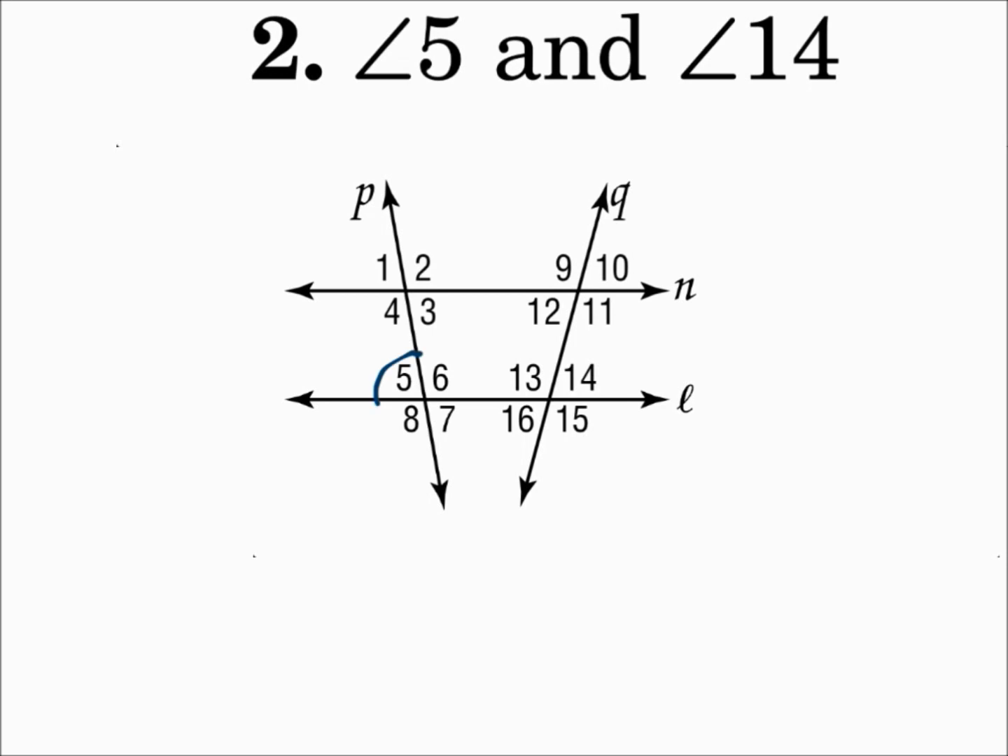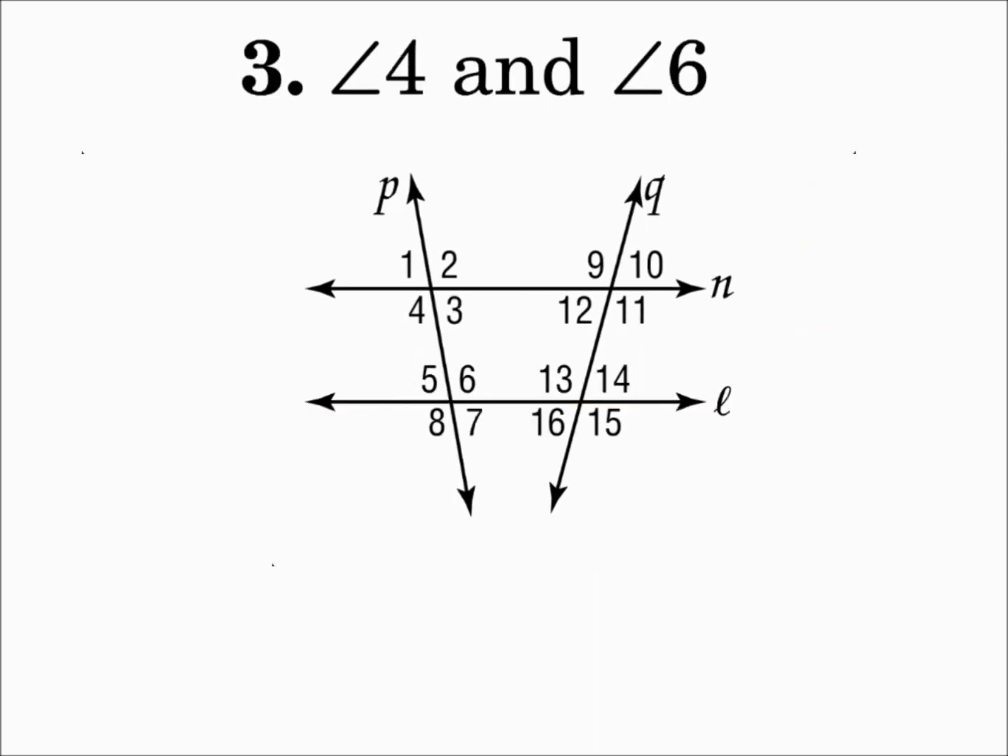Number 2, angle 5 and angle 14. The line that touches both angles is line L. So L is the transversal. Number 3, angle 4 and angle 6. The line that touches both of those is line P. So P is the transversal. Remember, the transversal is the line that touches both of the angles. If you're not sure, trace over the lines until you find the one that touches both angles.